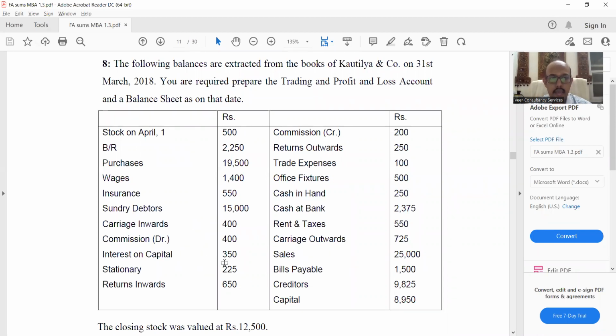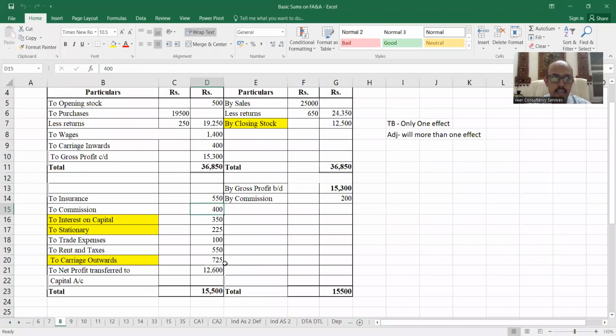Then we have interest on capital. This is the amount that is paid to the proprietor or to the partners on the capital that you have brought in. This will go on the profit and loss account on debit side. So please make a note that interest on capital, dash, profit and loss account debit.